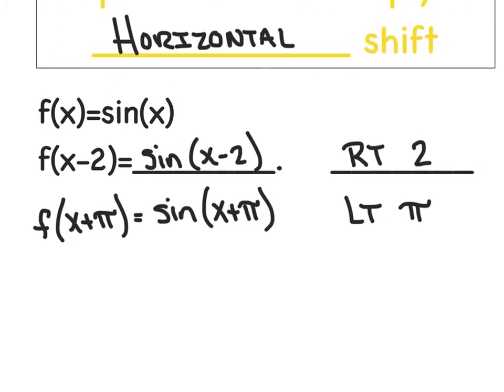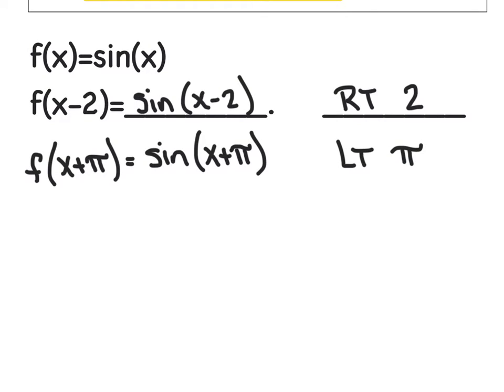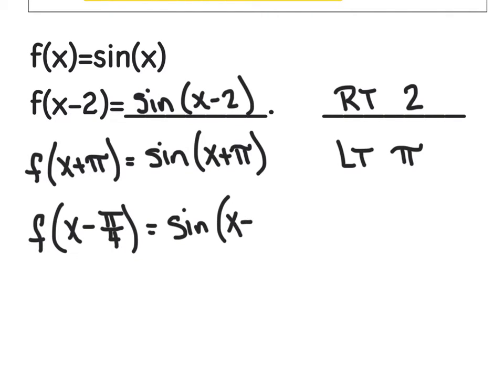Let's see, what else could we try? We could try f of x minus pi over 4, and then it would look like the sine of x minus pi over 4. The big key here is that the minus pi over 4 is inside the parentheses, something we've tried to stress with all of our horizontal shifts. And now we're going to shift the sine curve to the right pi over 4 units.